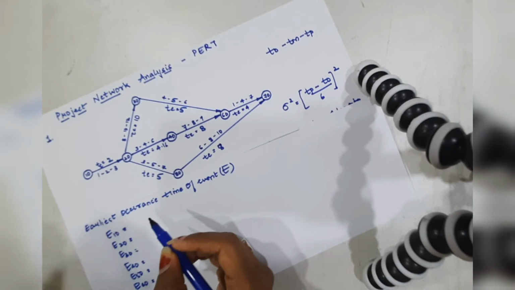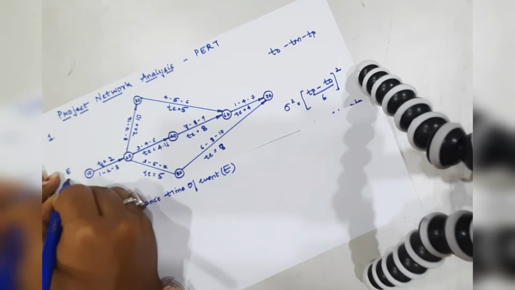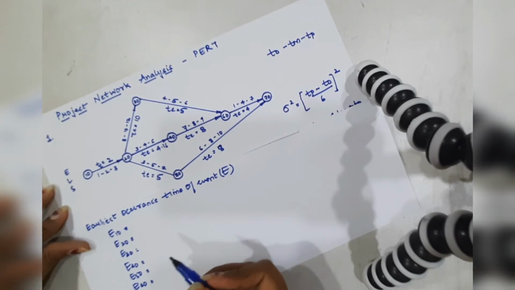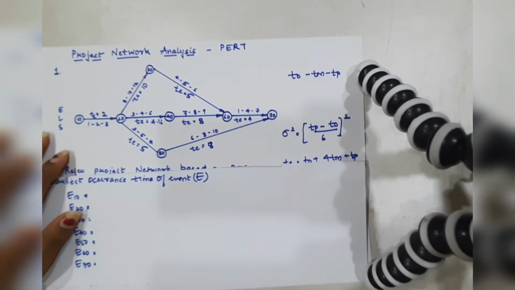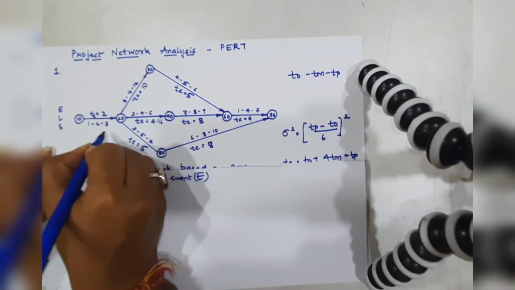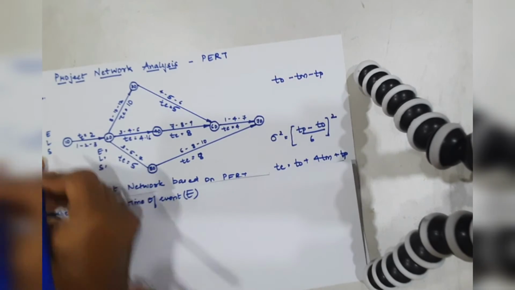We are going to follow the same way. First we are going to mention E and L, and in this question we are also required to calculate the S value. So S is also required, so we are going to mention E, L and S everywhere. So let's start with 10.